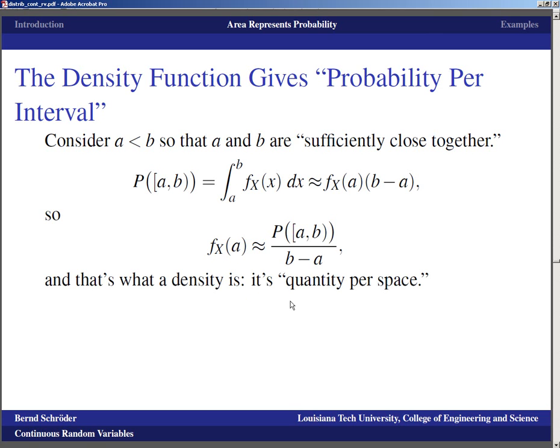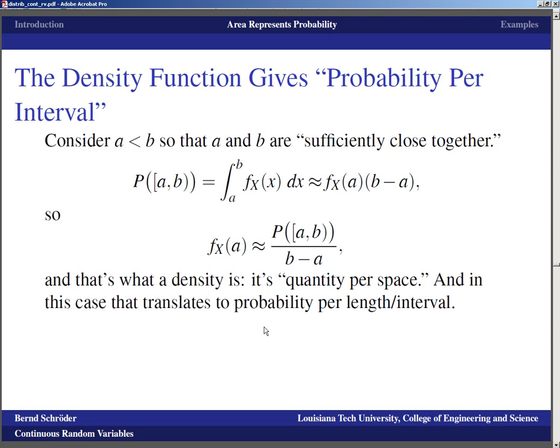physically the density in physics is quantity per space, or mass per volume. Yeah, that is quantity per space. And so in this case, that translates to our quantity being probability and our space being a length, so we get probability per length.